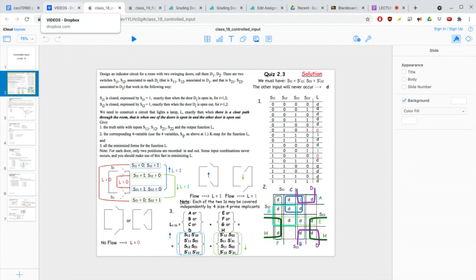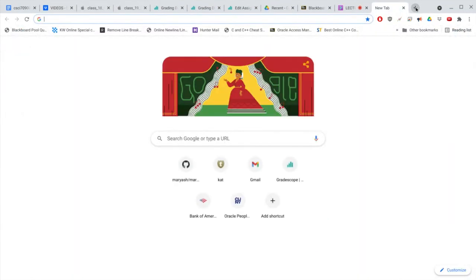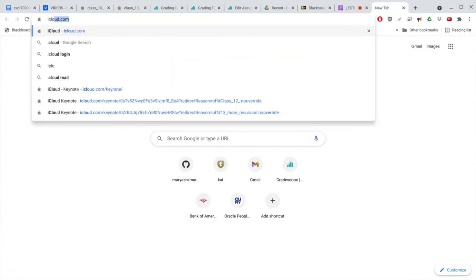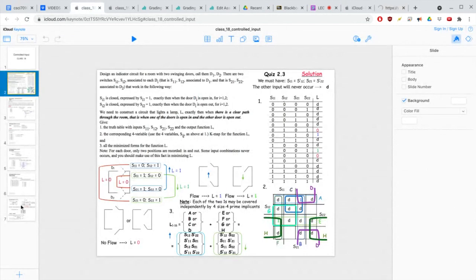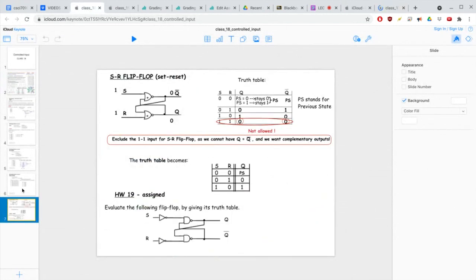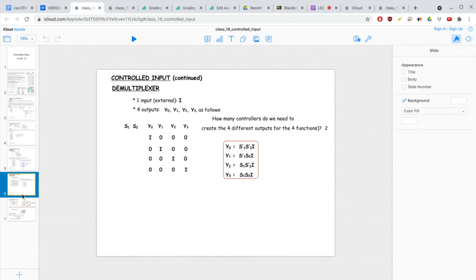I want to cover the flip-flop gate. If you could give me 1 second. We're going to do iCloud, keynote, and it's lecture 17. It's the last slide of lecture 17, I think. I thought it was 18 and 19. Okay, class 17. No, where is it? Class 17. Sorry. Okay, so we covered the controlled input. Okay, here it is, class 18. Sorry about that.